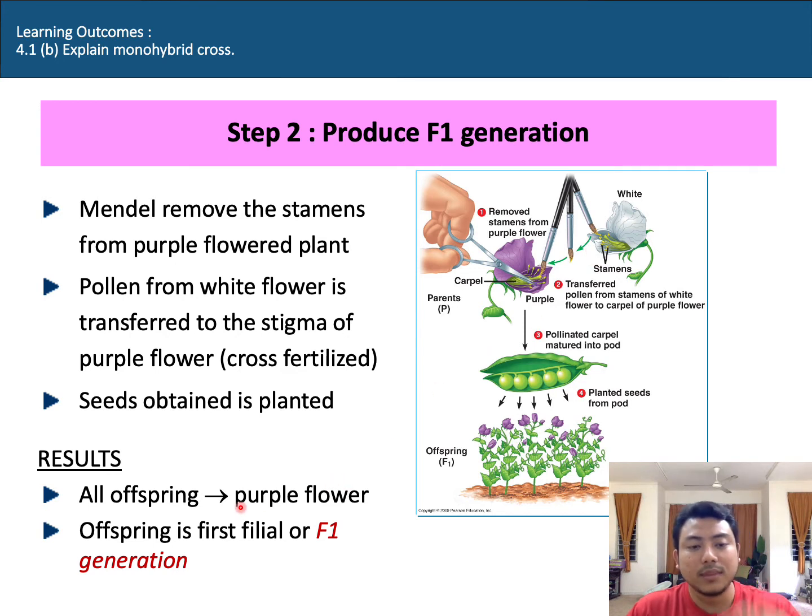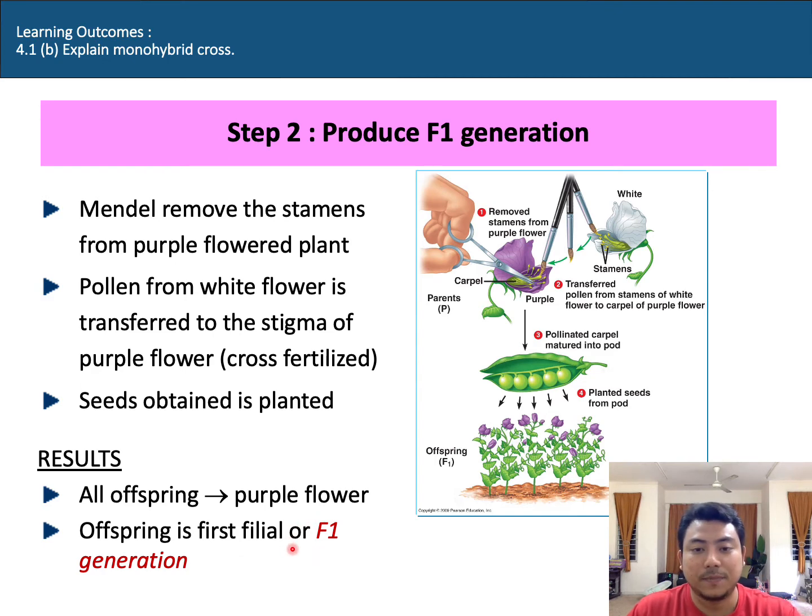Okay, as the result, all offspring are purple flower. So daripada sini kita tahu bila kita kacukkan white and purple, semua anaknya purple, hence we can conclude and know purple is the dominant trait. Maksudnya bila kita campurkan purple and white, tetap akan hasilkan purple juga. Okay, the offspring is first filial, ataupun F1 generation.